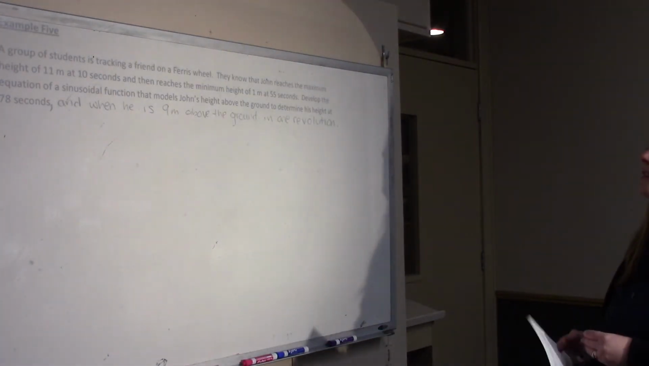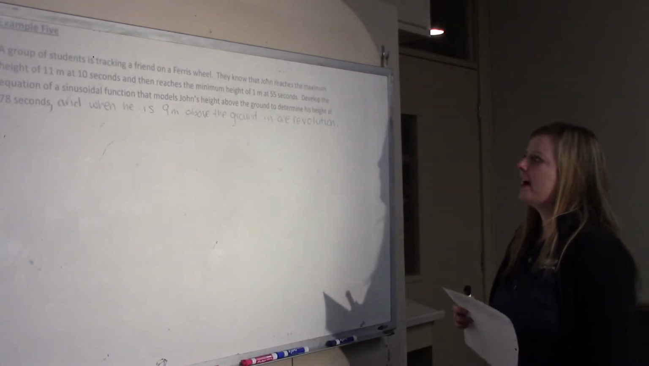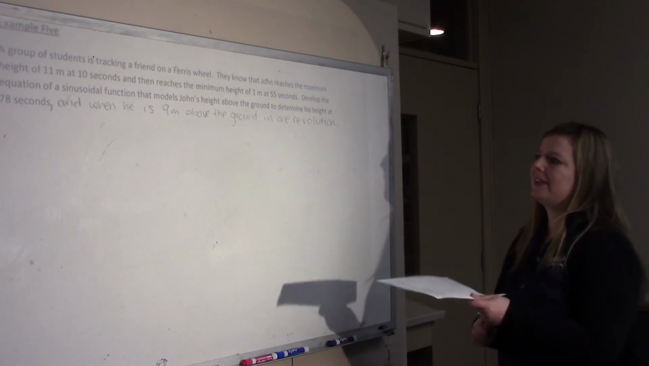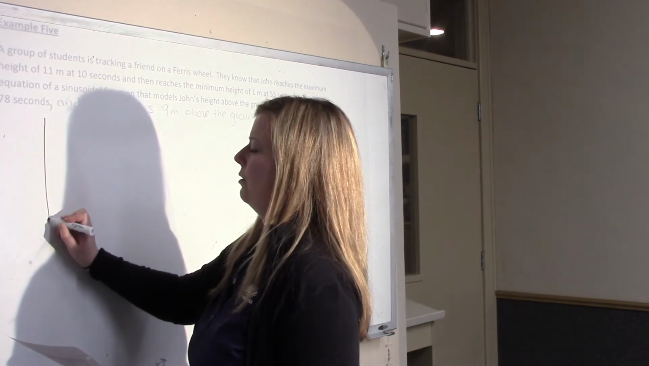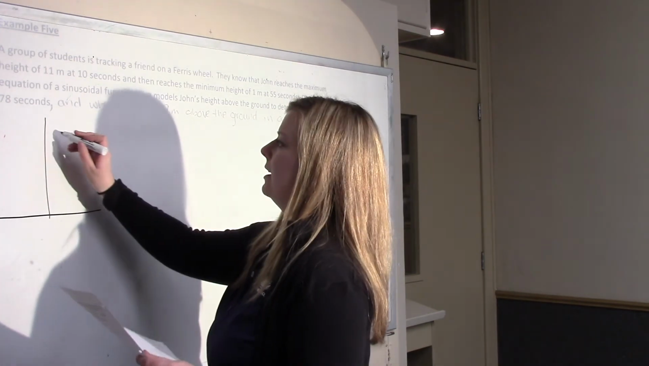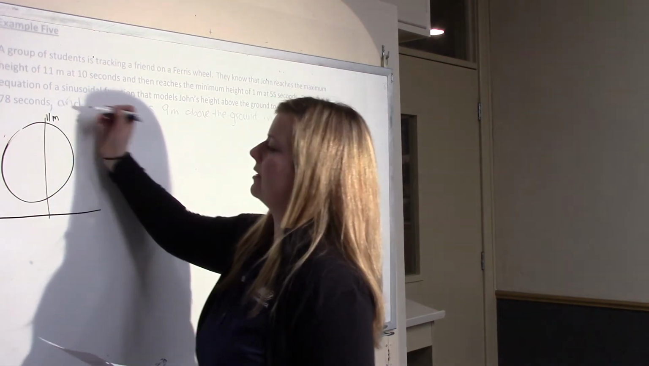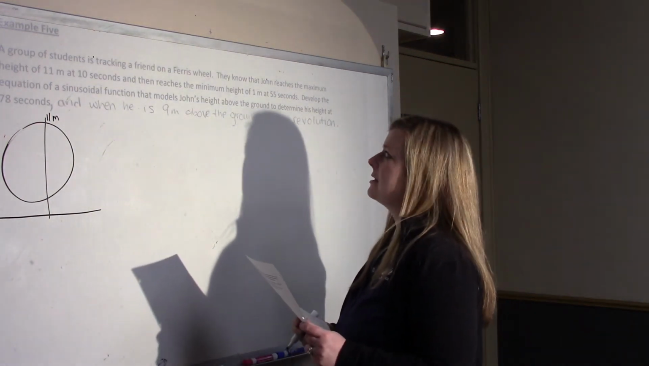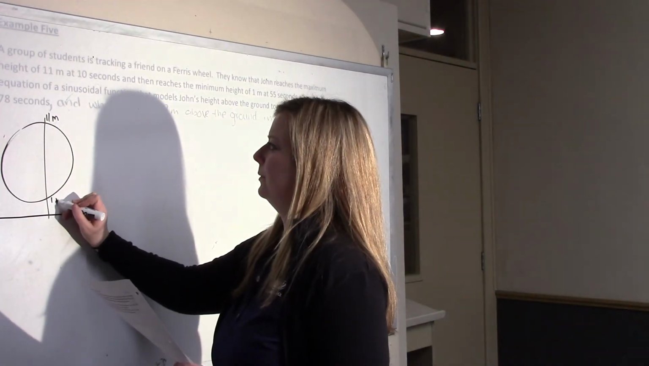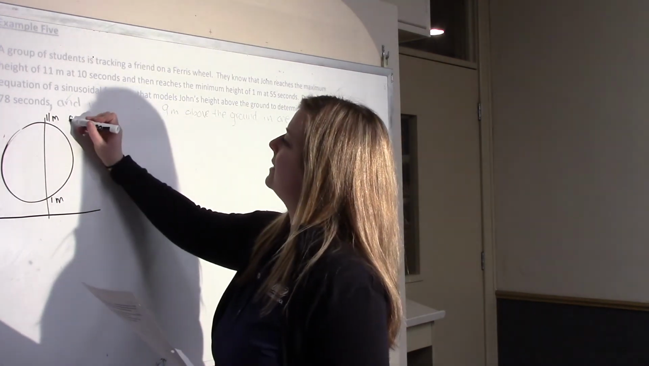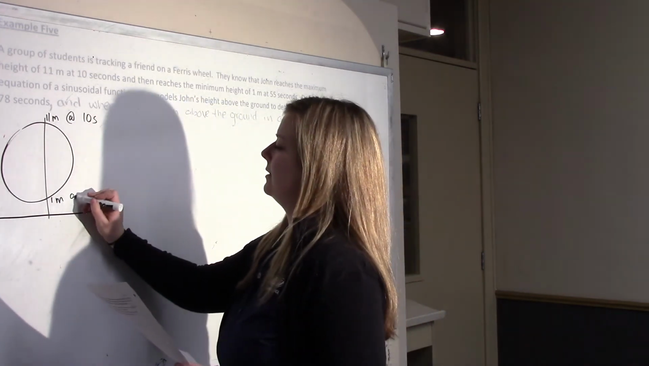So a group of friends is tracking a friend on a Ferris wheel because, you know, they have nothing better to do. They know that John reaches the maximum height of 11 at 10 seconds. So I'm going to break out this information. So here's the Ferris wheel. I'm assuming it's not right on the ground. And this is a shorter Ferris wheel because its maximum height is 11 meters, and its minimum height is 1 meter. So this happens at 10 seconds, and this is happening at 55 seconds.